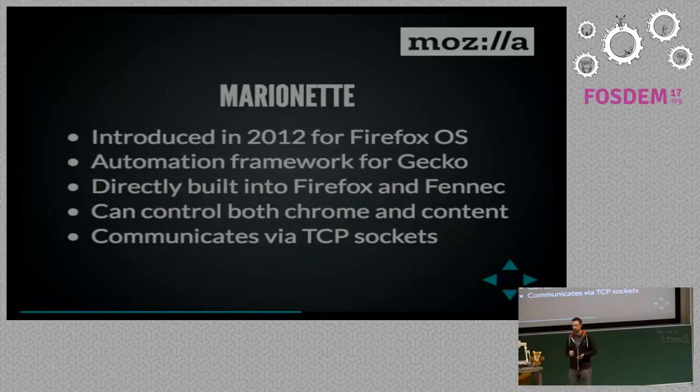And it can control both the Chrome and content space. So typically Selenium is for interacting with the content space, that is your web applications, websites. Marionette has the ability to escape that and go into Chrome, and that's basically everything else that's in the browser interface. So your tab bar, your URL bar, buttons, etc. And the method of communication for this is via TCP sockets.